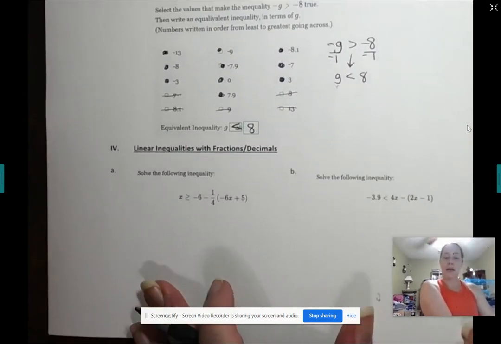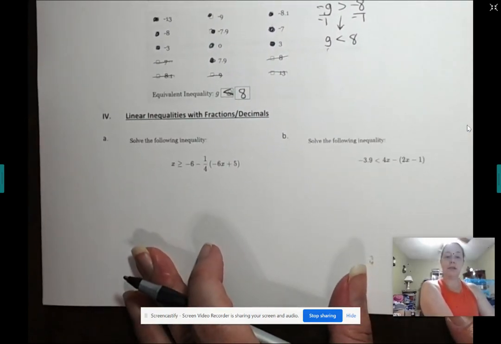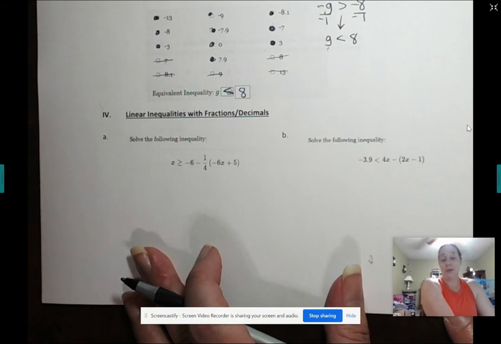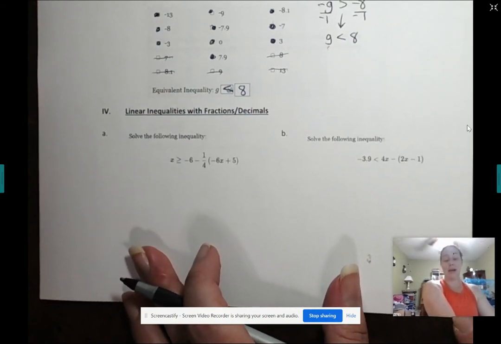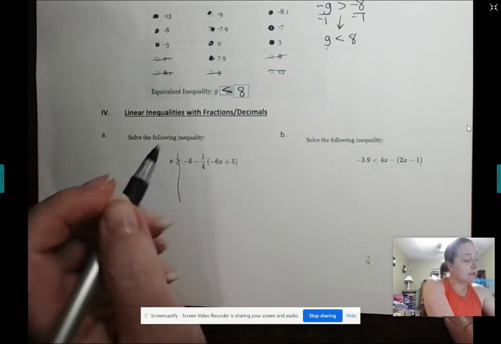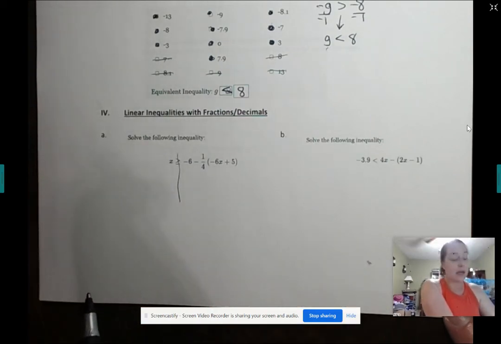Okay, you also could have linear inequalities with fractions and decimals, and we would handle those exactly like our equation counterparts. It's just that we have to remember in the end that there's an inequality for our answer, and that if we at any point divide by a negative, we're going to need to flip the inequality sign. So I'm still going to treat it like an equation for the better part of this problem.